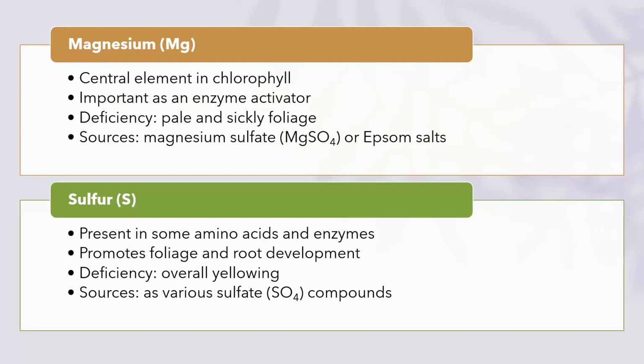Sulfur is present in some amino acids and enzymes. It promotes deep green foliage and root development. A deficiency results in overall yellowing of the plant. Sulfur is supplied in tissue culture media in conjunction with other elements as various sulfate compounds.